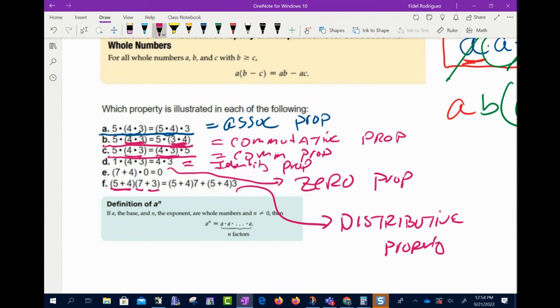Okay, so just again, going through the process so I know which properties mean what. Okay.